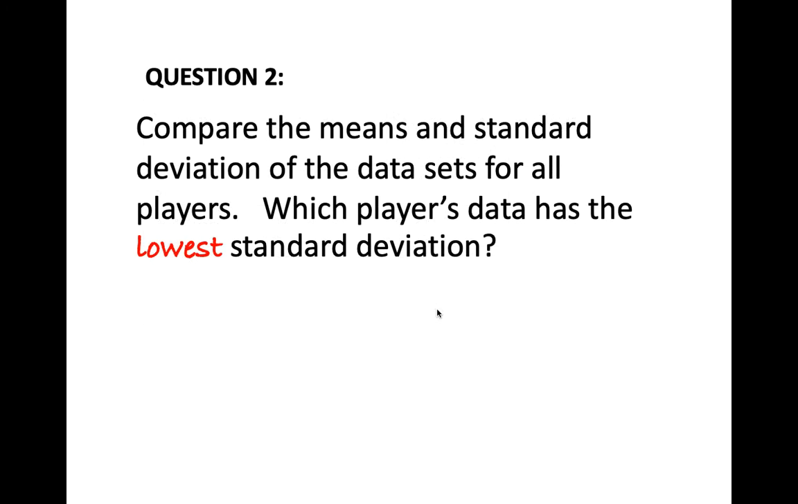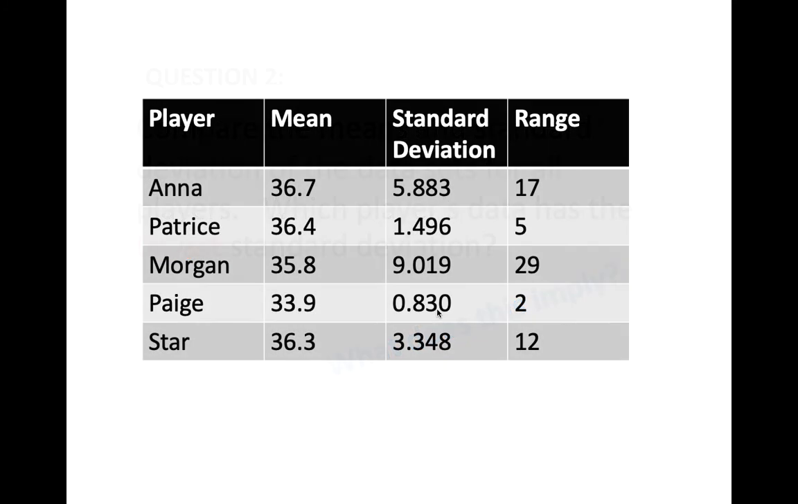So compare the means and standard deviations of the data sets for all the players, and which player had the lowest standard deviation, but more importantly, what does this imply? So remember, we've already talked about this. Paige has the lowest standard deviation, and what this implies is that all of the numbers which were for her are very close to her mean. They didn't go very far away from it.